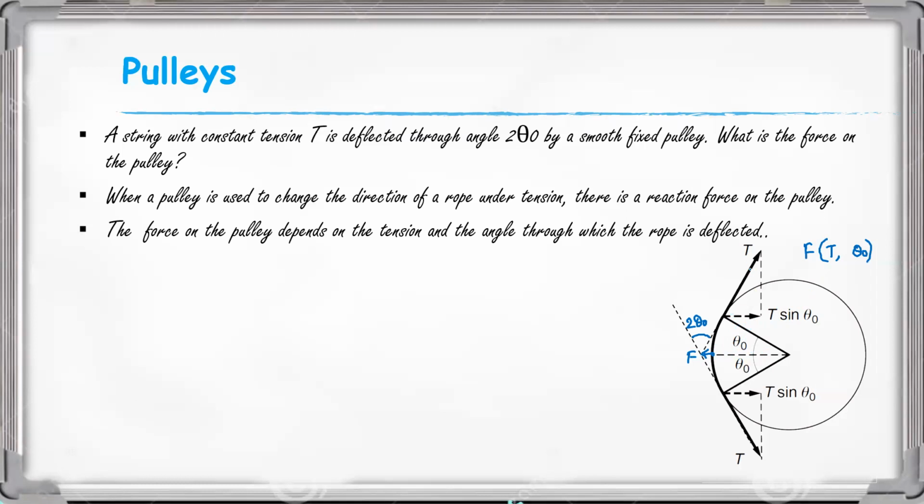Here this angle must be theta 0 and this angle also theta 0, then this must be T sine theta 0 and here is also T sine theta 0, then the two vectors add up to give 2T sine theta 0, which is the value of F. Okay, this is the force on the pulley.